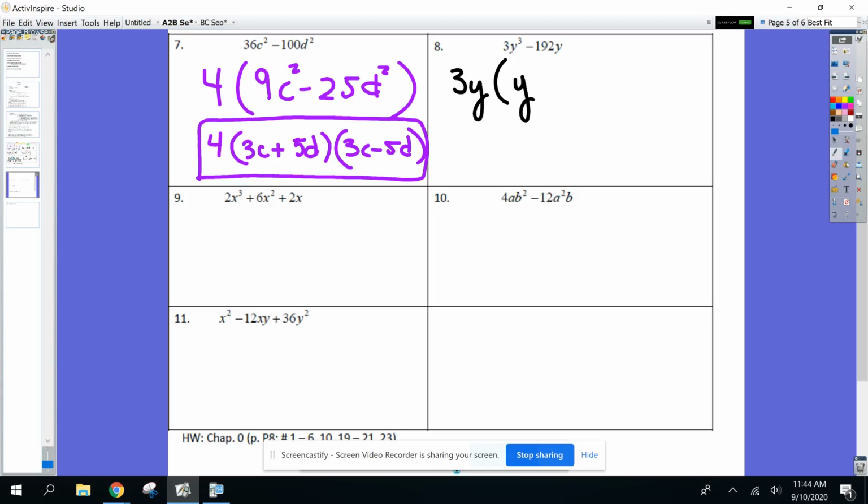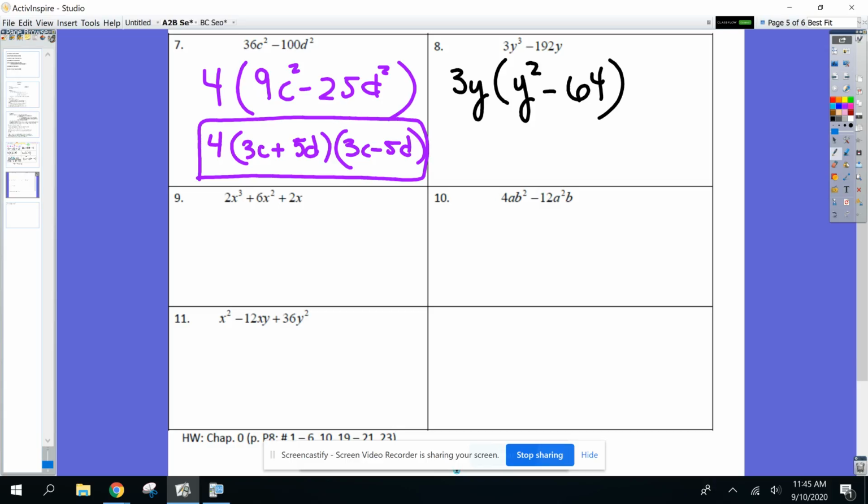Just y? Oh, that's a 3. I thought that was a 2. Yep, it's okay. So it should be what? Y squared. Yep, y squared minus 64. Good job. Do you want to continue with this now that you see what's going on? Yeah. Because we're still not done with this, right? No. Y squared minus 64.